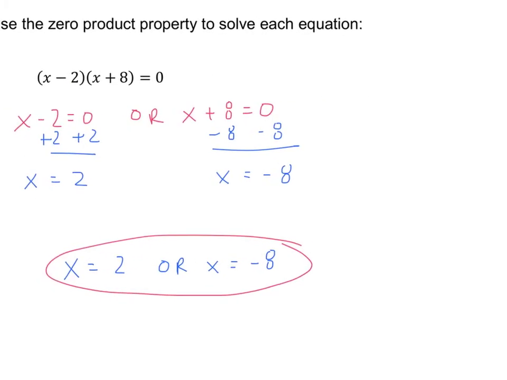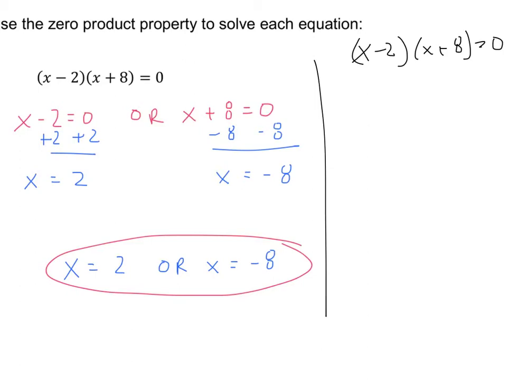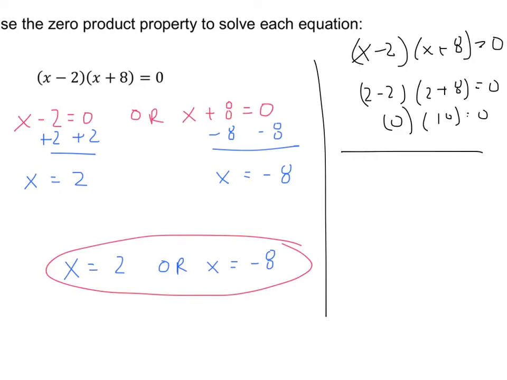Right, if x were 2, would this be true? x minus 2 times x plus 8 equals 0. If x were 2, then this would be 2 minus 2 times 2 plus 8 equals 0. In other words, 0 times 10 equals 0. And yeah, that's true.